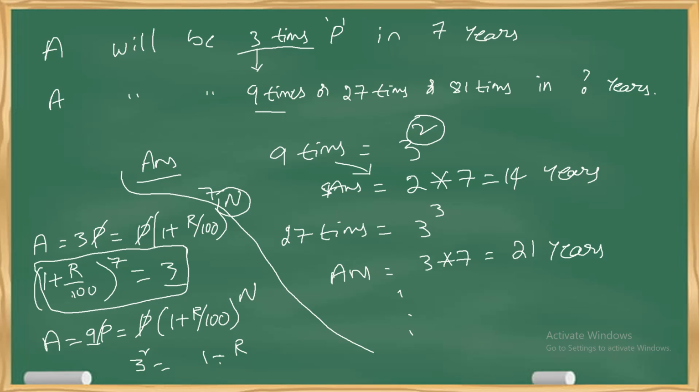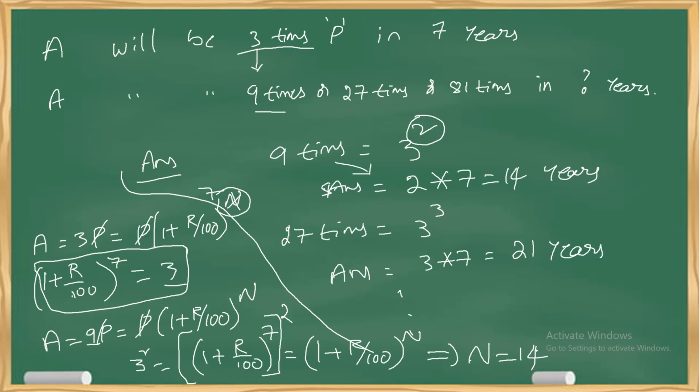(1 plus r by 100) whole power 7, and the square of this, that is equal to (1 plus r by 100) whole power n. Just strike off this n, you may get confused. So now come back to this. 7 into 2 is n, so n is equal to 14 years. That's what I told you here. I hope this gives you a clear picture about simple interest and compound interest.